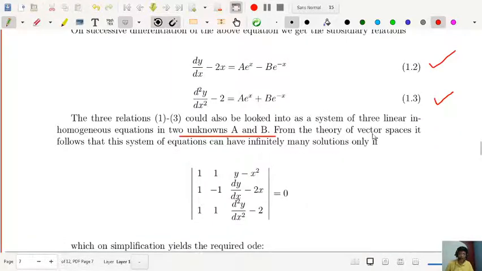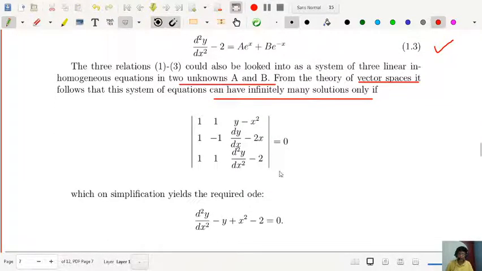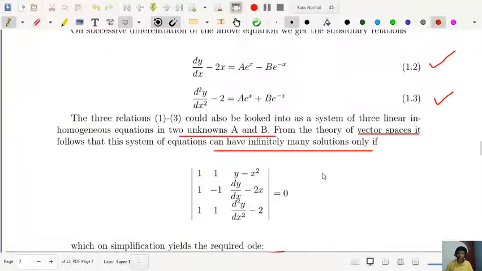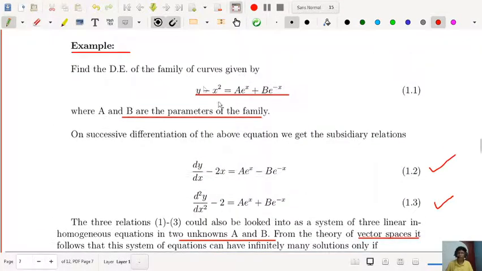From the theory of vector spaces, it follows that the system of equations has infinitely many solutions if their determinant is 0. So you can write in this determinant form, and if you expand you will get the ODE. This is the easiest way to find the differential equation of the family involving this type of problem.